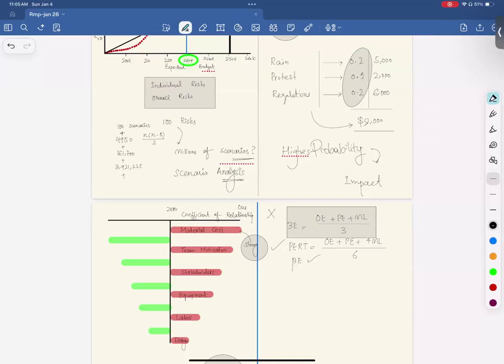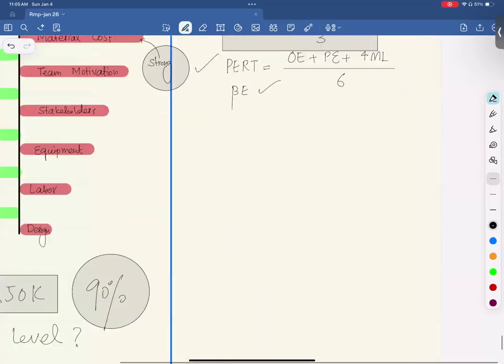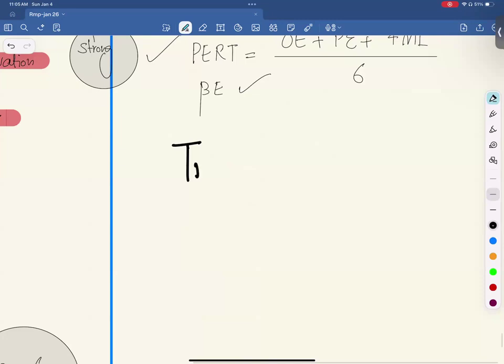All good? Any question regarding Monte Carlo? Okay. You will see one more thing in exam that is called trend analysis. All these analyses are really, really important for your exam.